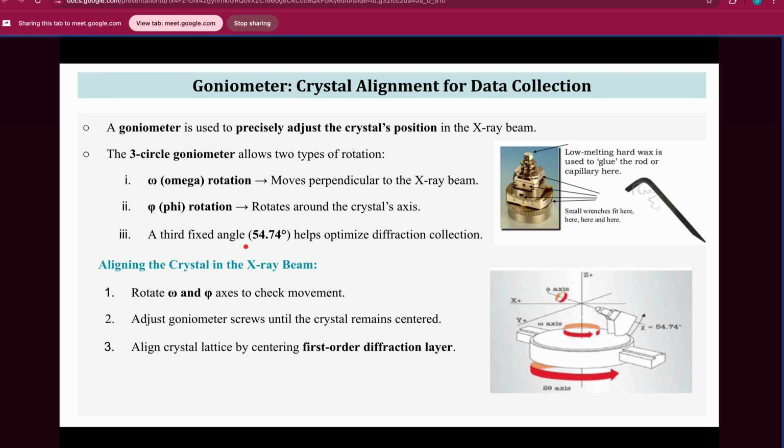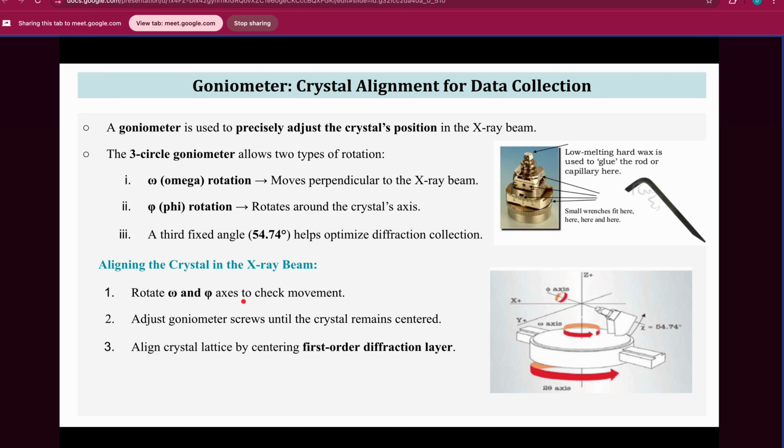And there is a third fixed angle of about 54.74 degrees, which helps to optimize the diffraction collection. So one angle is fixed, while the omega and phi angles are continuously varying. That's why we allow two types of rotation. This angle is fixed, and in this way we are rotating the crystal to obtain a proper diffraction pattern, and we align the crystal in the X-ray beam.